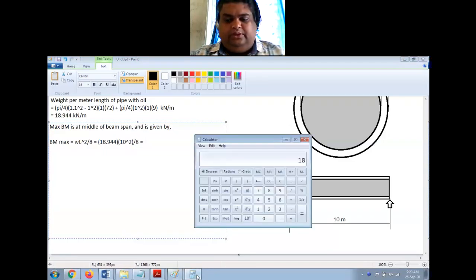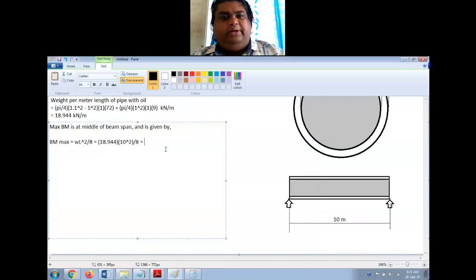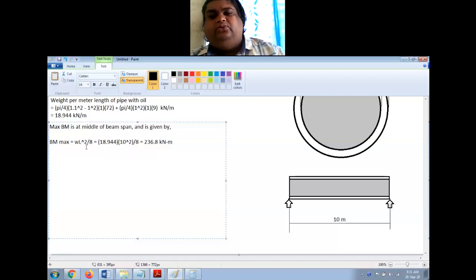So this is 18.944 into 10 square by 8, so 236.8 kilonewton meter bending moment, right? Kilonewton meter. If you do not remember this formula, we can do it the usual way we used to in unit number 2.